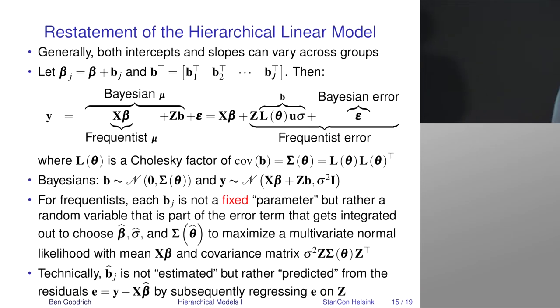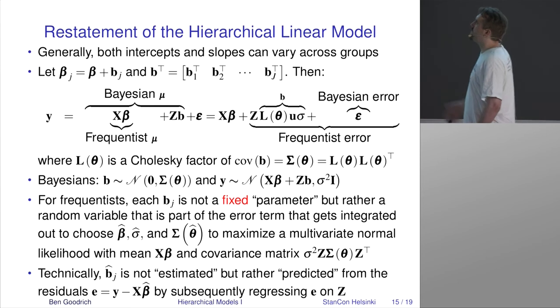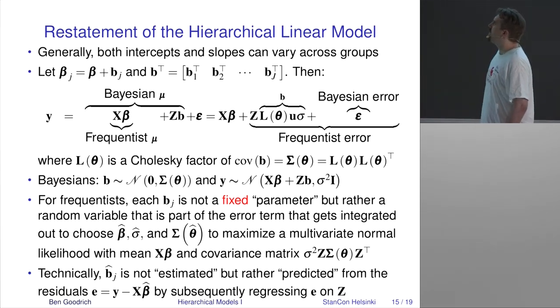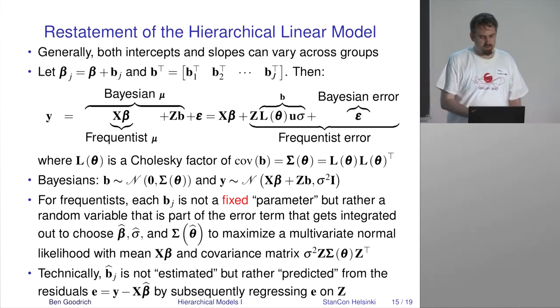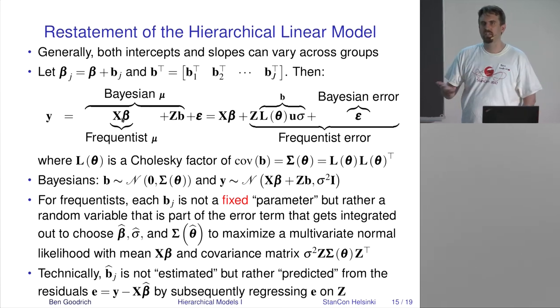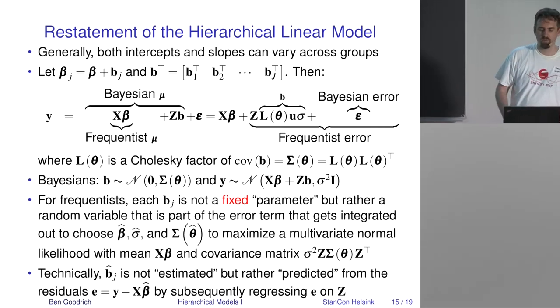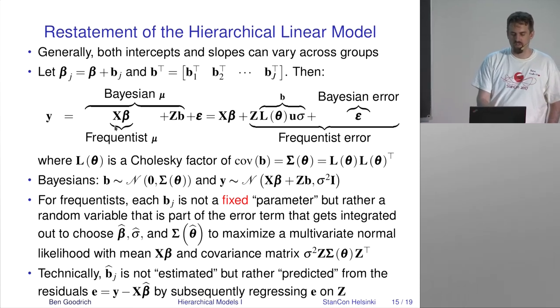Of course, there's an error that is added onto that. Now, just because we can write this doesn't mean that the interpretations of it are going to be the same depending on whether we take a Bayesian approach or a frequentist approach. So if we take a Bayesian approach, then the mean, our expectation of y, is equal to the sum of these two things, x times beta plus z post-multiplied by b. But the frequentists take a different perspective on this.